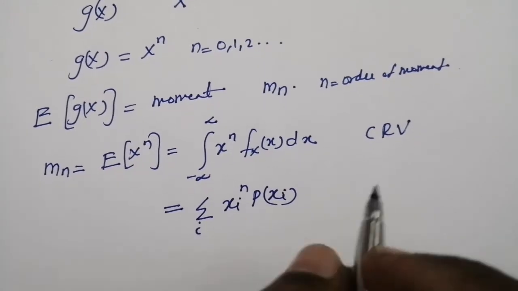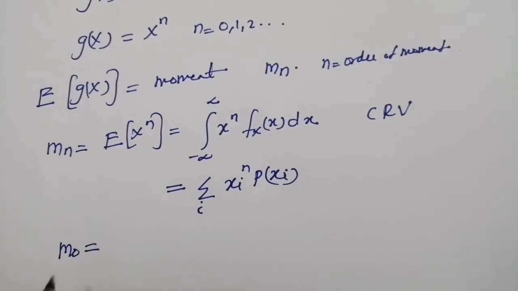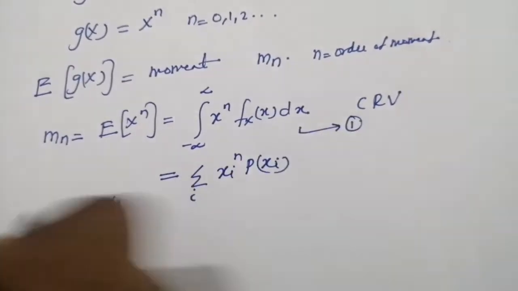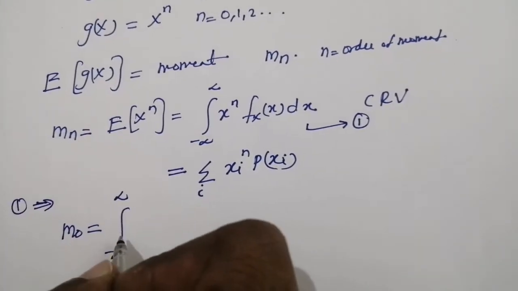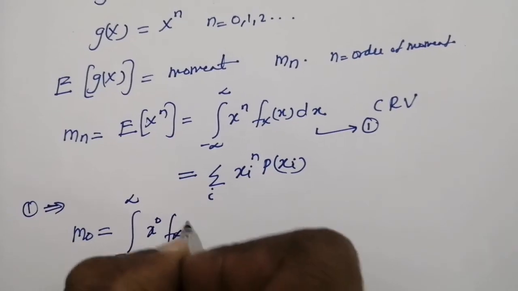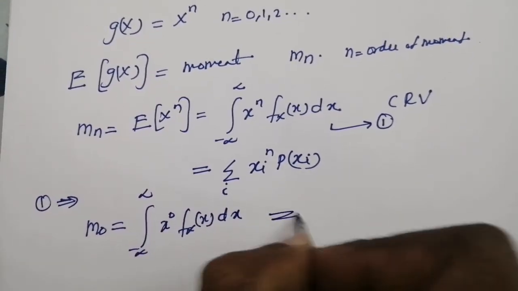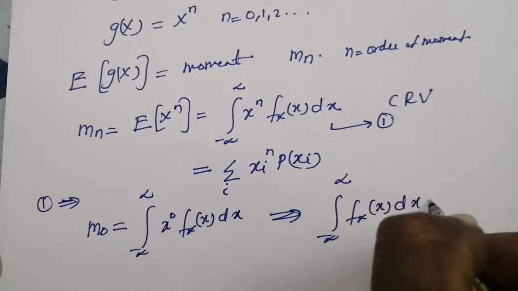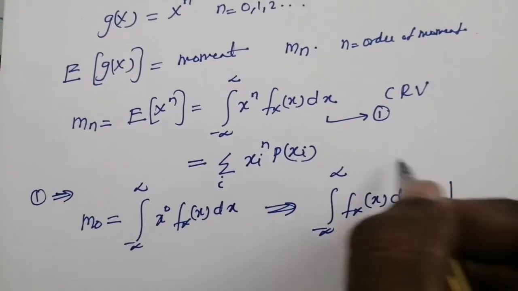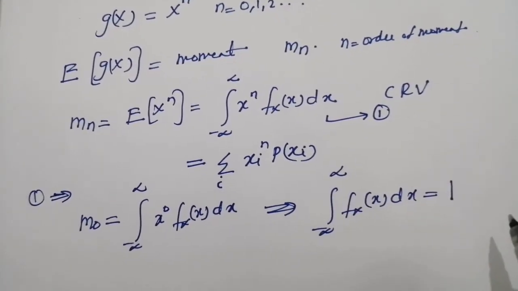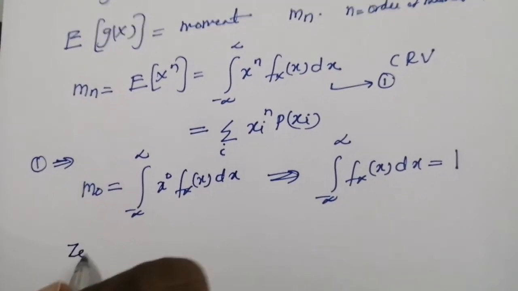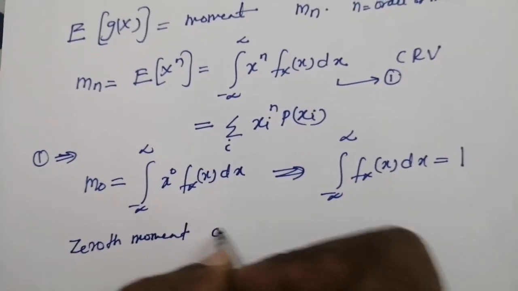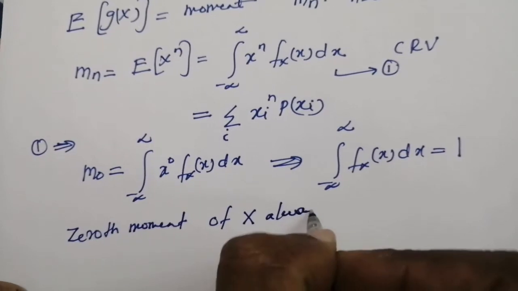Now what will be the zeroth moment? That is, what is m0? That is n equal to 0. m0 is the integral from minus infinity to plus infinity. This is equation number 1. It gives the integral of x raised to 0 times f_X(x) dx, right? x raised to 0 is 1. So the integral of f_X(x) dx equals 1. We know that the total area under the PDF curve is 1. So we can say that the zeroth moment of the random variable x is always 1.